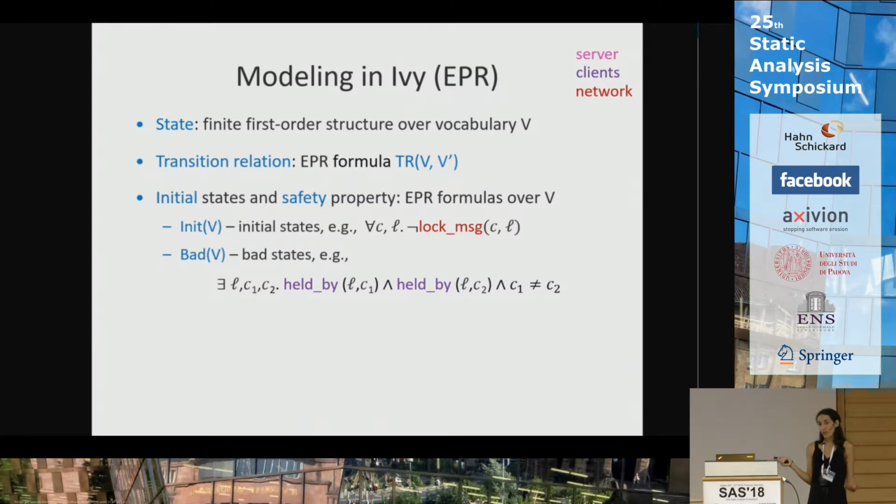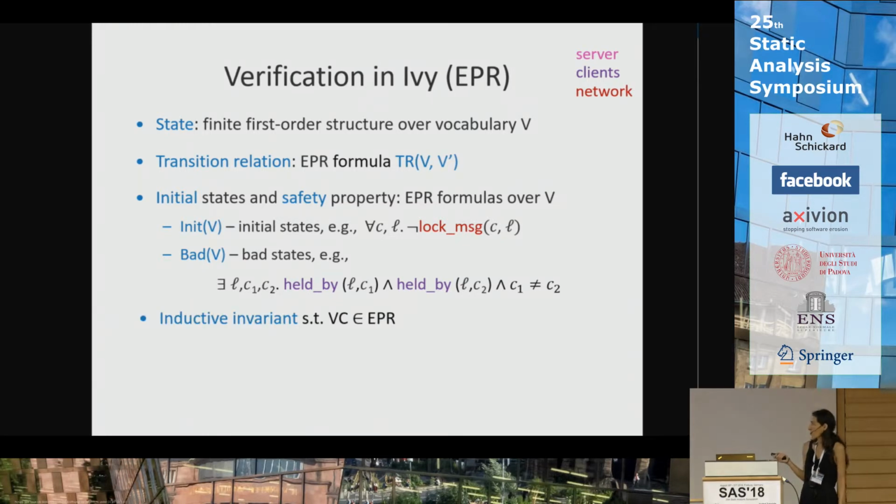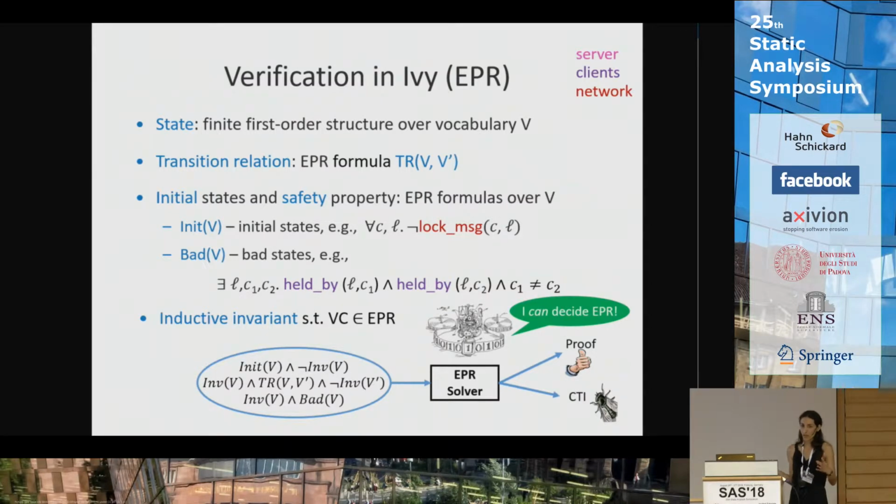And now, when we want to verify the system, we also have to provide an inductive invariant, such that the verification conditions will be in EPR. And if we manage to do that, then Ivy can take all of this and create for us the verification conditions. And since they are in EPR, we can use an EPR solver. This is a decision procedure. Specifically, Ivy uses Z3, but you can use any solver that you wish. And the solver is guaranteed to terminate, at least theoretically, but also practically for us. And it either gives us a proof, which means that we verified the system, or gives us a counterexample to induction.